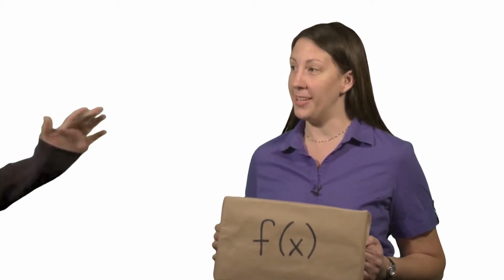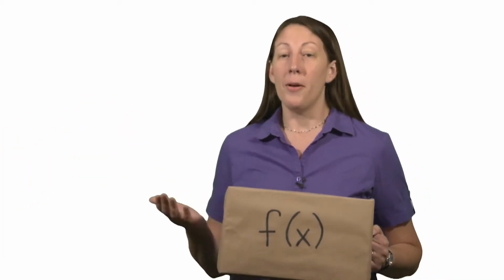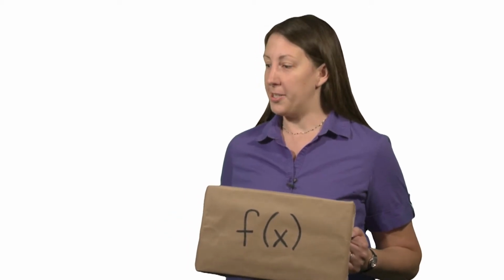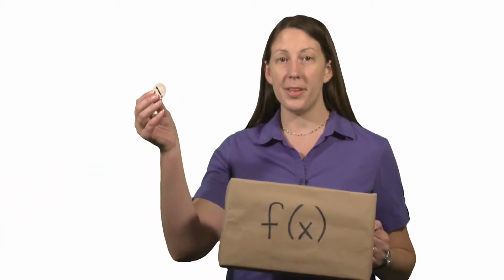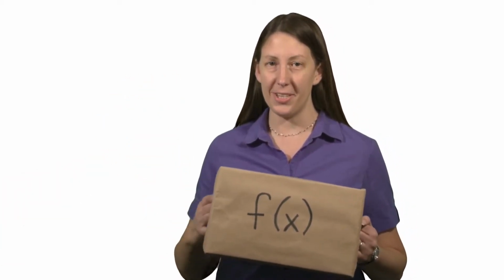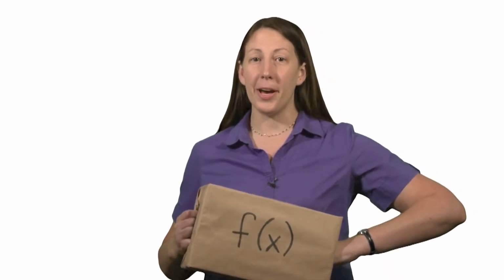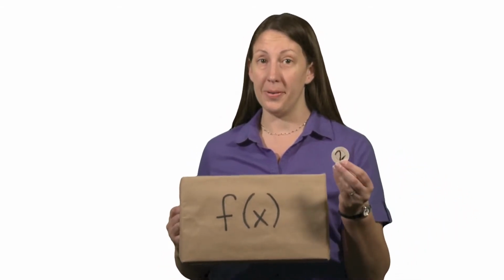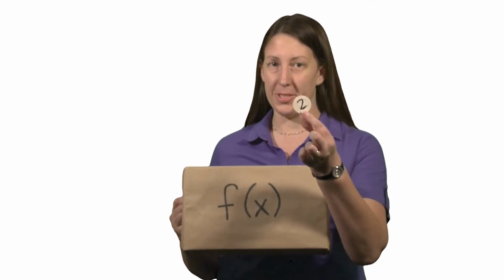Victor, say hi to everyone. Victor, what number would you like to put into the function first? Let's input the number 1. So we put 1 into the function, and out comes the number 2. So f of 1 equals 2.